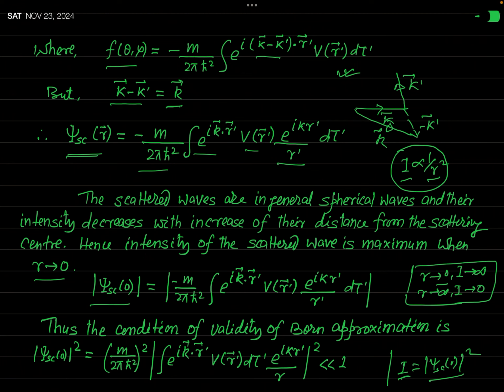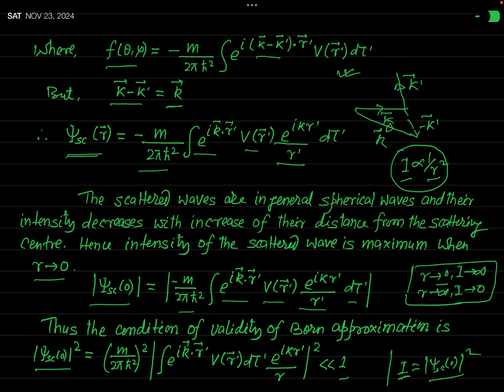So this will be modulus of minus m over 2 pi h bar square integral e to the power i kappa dot r dash times v of r dash times e to the power i k r dash over r dash d gamma dash. Okay? But you have seen that this Born approximation is valid when the square of the modulus of psi sc, here I have written psi sc of 0, it means we are talking about the region where intensity is maximum, must be much smaller than 1.